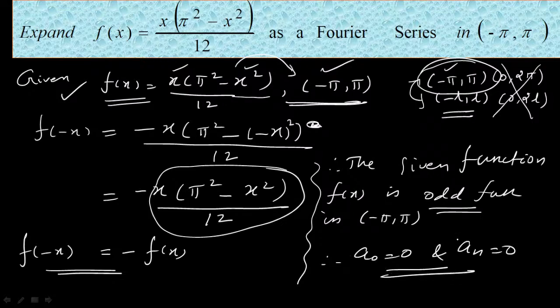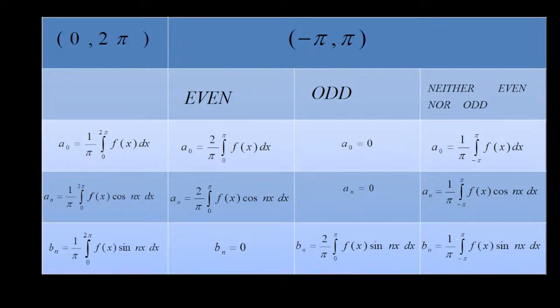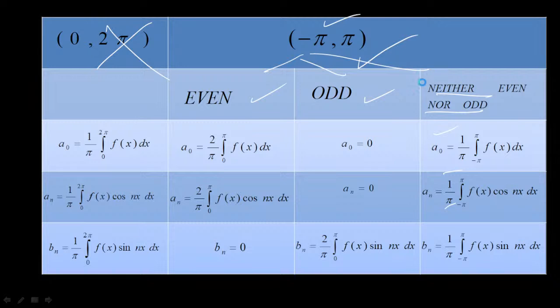Just list out the formula table in pi form. For 0 to 2 pi you just leave it. Here we have the problem under minus pi, pi. Under this we have three cases. If it is even, we make use of these formulas to calculate the values of a0, an and bn. For odd, we make use of these formulas. For neither even nor odd, we make use of these formulas. Here we have the case of an odd function, so we make use of this formula. Here we have only the bn term alone.